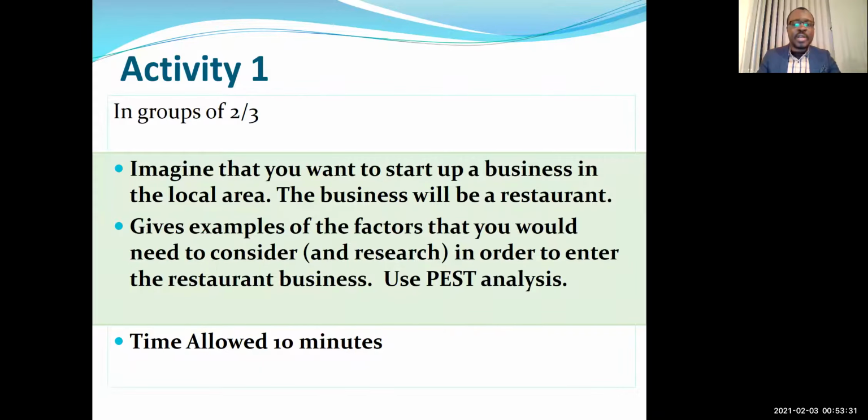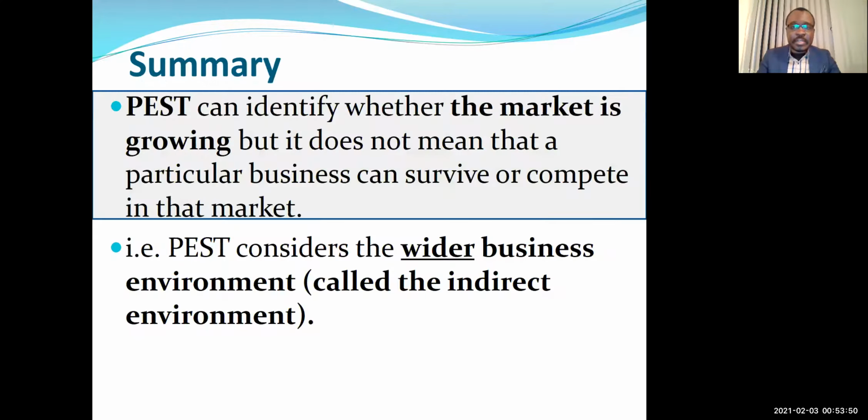All right, so imagine you want to set up a business in the local area. The business is a restaurant. Give examples of the factors that you would like to consider and research in order to enter the restaurant business. Use the PEST analysis to do these discussions, all right? So in your own time, try to brood over these, okay?